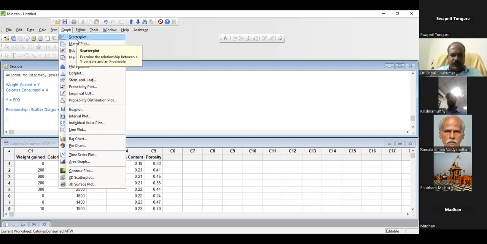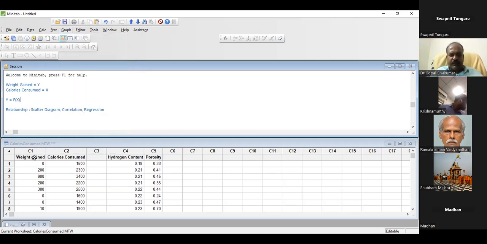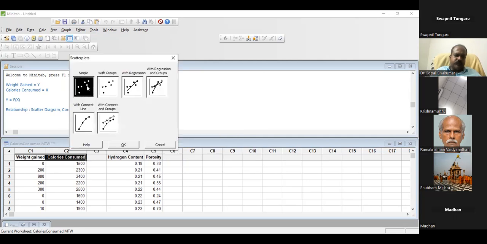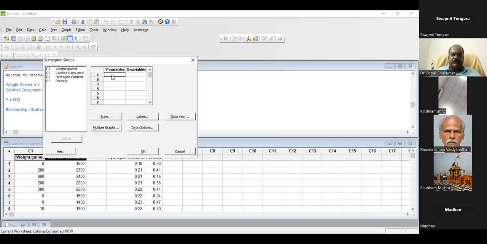So now I can go for scatter plot. You know why I can go for scatter plot? Do you think both the variables here, X and Y, are continuous? Yes or no, all of you? Yes, sir. So I'm going for the scatter plot. Graph, Scatter Plot. There are different types of scatter plot available. Let us choose the simple scatter plot. Give OK. And then it is just asking you which is your Y variable. You all have already confirmed that Y variable is weight gain and X variable is calories consumed. So I'm just giving OK. It's all done. You will get a scatter diagram.